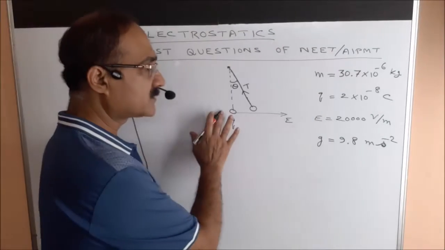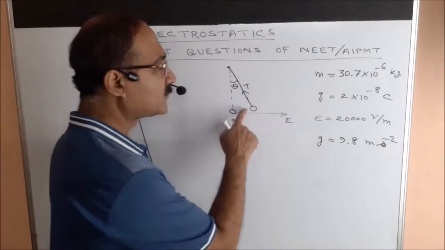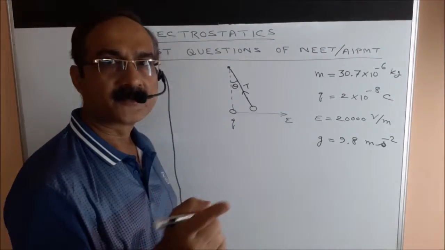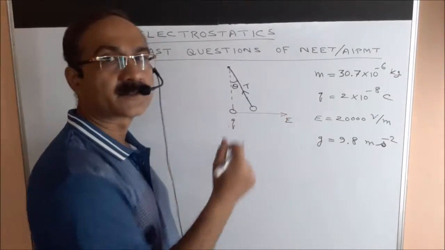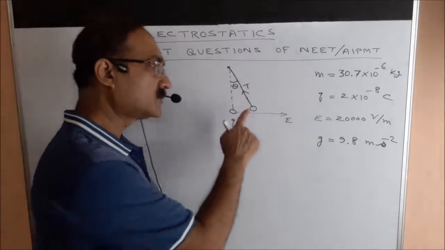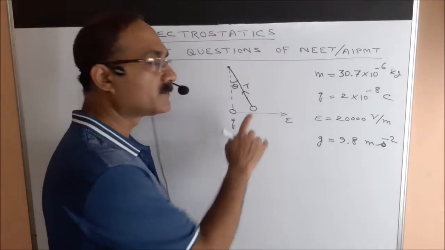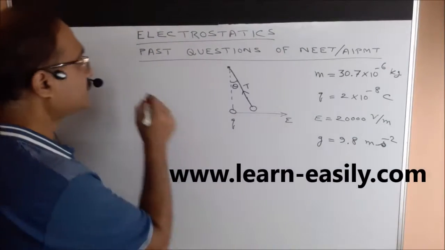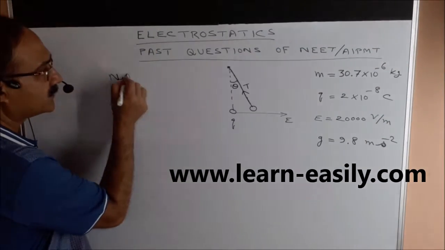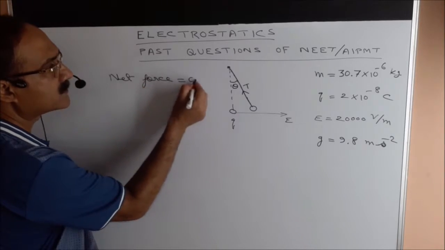In a question like this, the first thing that should come to our mind is this bob is at equilibrium in this position because it is at rest at that point. So since this is at equilibrium, that means net force on this bob is 0, right? So the point to be noted here is net force on the bob is 0.